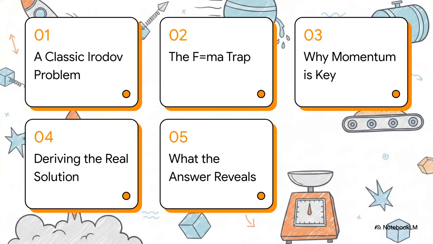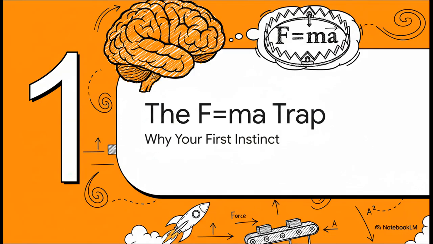So here's our game plan. First, we're going to walk right into the most common mistake. I like to call it the F equals ma trap. Then we'll see why that's wrong and why momentum is the real key to cracking this problem. After that, we'll actually derive the correct solution, and finally, we'll take a look at what the answer really tells us about the physics going on. All right, let's dive into it.